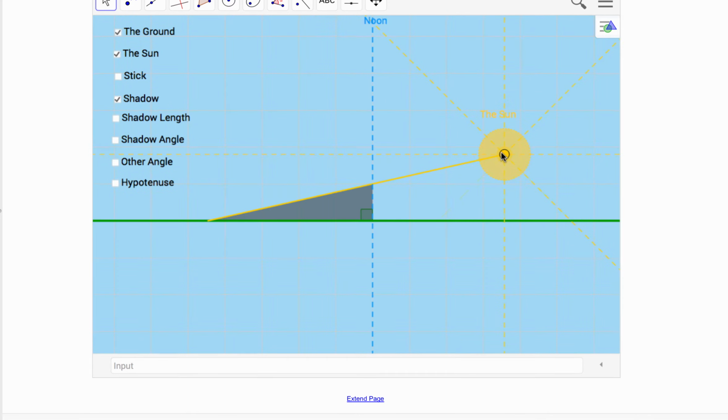So let's look at this a little closer. We have our sun. We have something here that's casting a shadow. The person who made this program called it the stick, and they gave it a length of 1. Then there's a shadow, which is on the ground here. And then we have the length of the hypotenuse. And you find out how these are all related. Something else that's happening is there's an angle being formed, a 30-degree angle here, roughly.